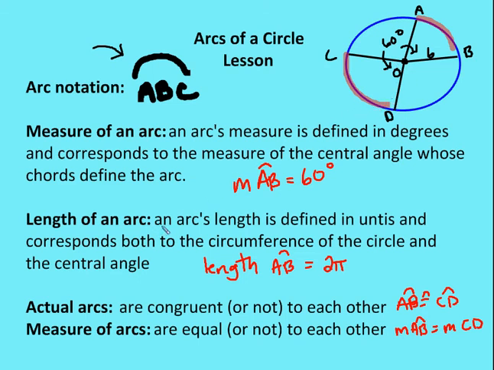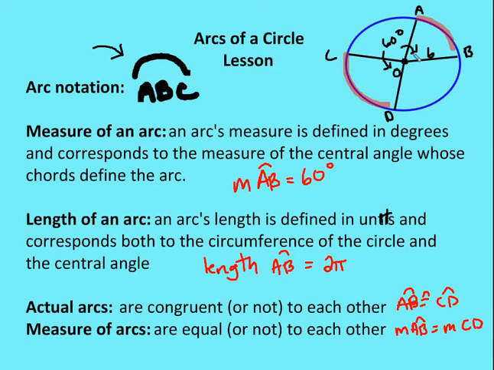Now the length of an arc is something different. The length of the arc corresponds to the number of units in relation to the circumference of the circle. So this should be units. And it corresponds to both the circumference of the circle and the central angle. So I can figure out the length of the arc AB if I know the circumference of the entire circle, and then I multiply by the portion of the entire circle that the central angle comprises.